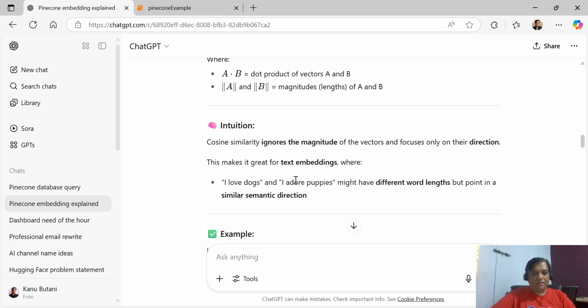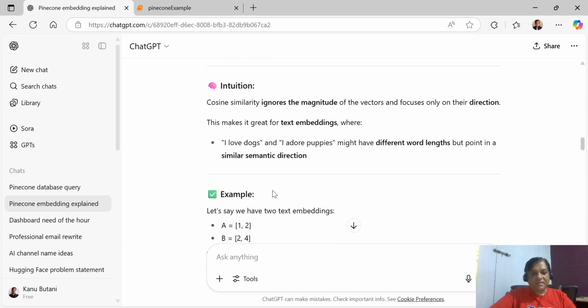For example, "I love dogs" and "I adore puppies". They have different word lengths, so they have different magnitudes of the vector, but they will still point in a similar semantic direction, because love and adore are the same thing with different word lengths, and dogs and puppies are the same. So it will give us the reply that yes, Kanu loves dogs or Kanu adores puppies, either of the two.